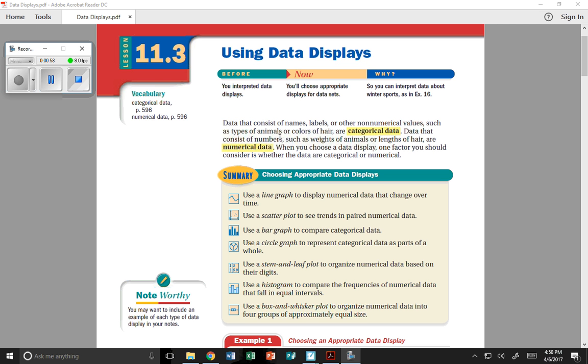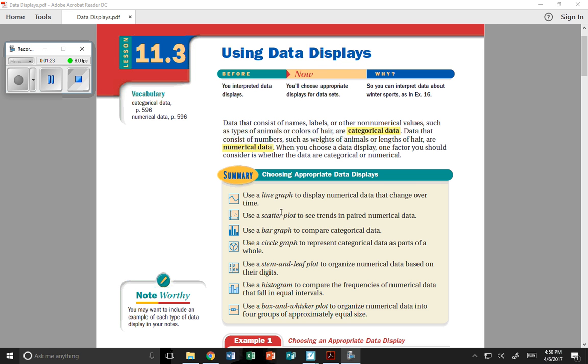All right. On the flip side, there is also numerical data. Numerical data is data that consists of numbers, just like it would sound, such as weights of animals or lengths of hair or percentages of people who speak English in France. I don't know, things like that.